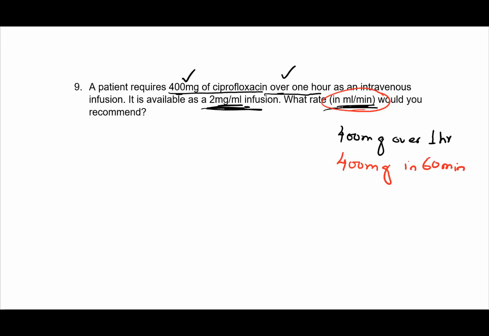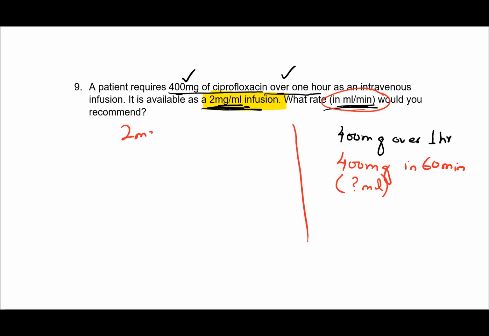In the end, I want mils per minute. So I've got the minutes here, and there's 400 milligrams. The next thing will be how many milliliters are present in this 400 milligrams, and then I can figure out mils per minute. So how many mils are present in this 400 milligrams? I will make use of the concentration of the infusion which is given to figure out how many mils are present in 400 milligrams. So let's do that here now.